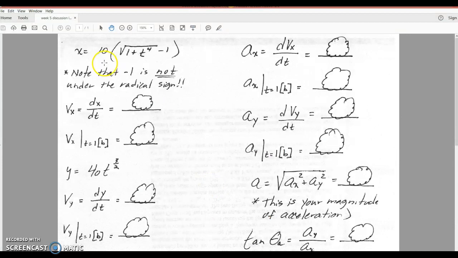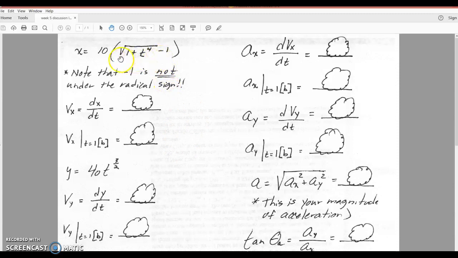So starting here in the upper left-hand corner, I wrote the equation of movement in the x direction, and it's 10 times the quantity square root of 1 plus t to the 4th power, minus 1. And as I reminded you in the statement of the problem, the -1 here is outside of the radical. There's a problem like this done in your homework, and I'm sure you'll find one in my math lab as well. But here are the steps that we need to go through.